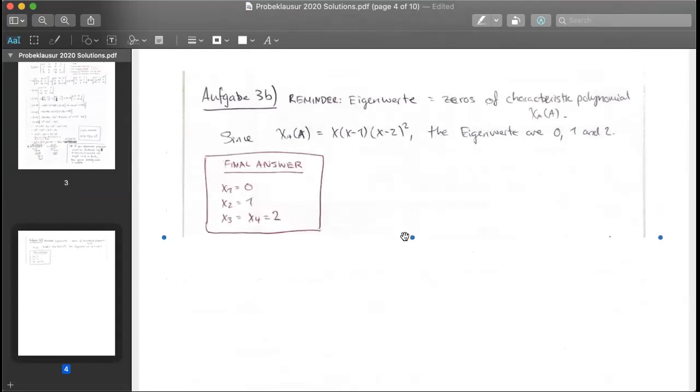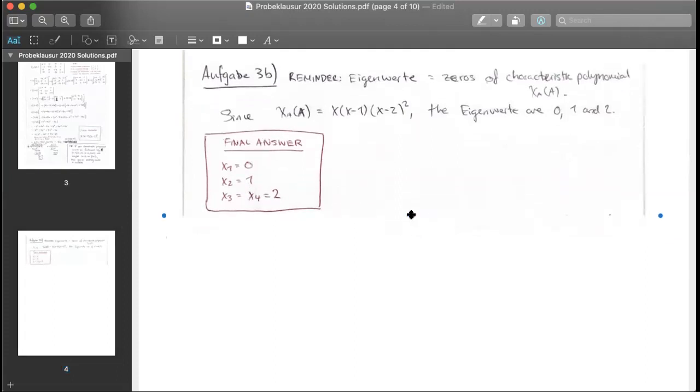All right. Here I wrote x3 equals x4 because x minus 2 appears as a factor twice, so you could consider them as two instances of the same eigenvalue. So yeah, part B, done.